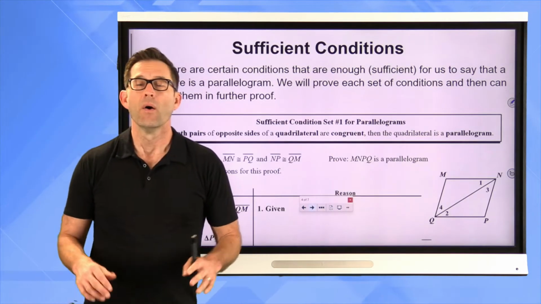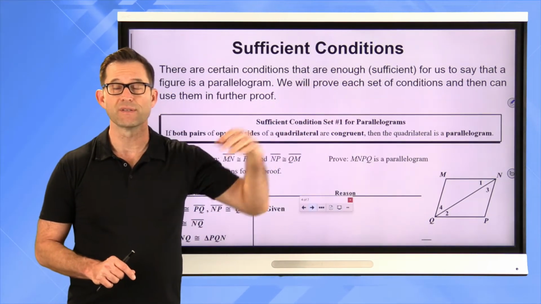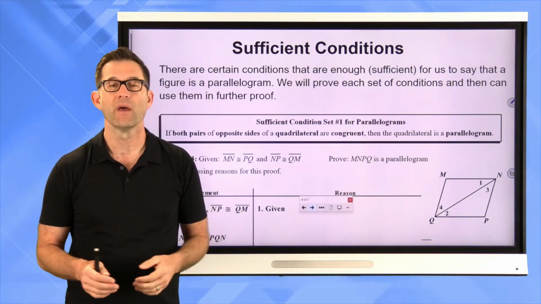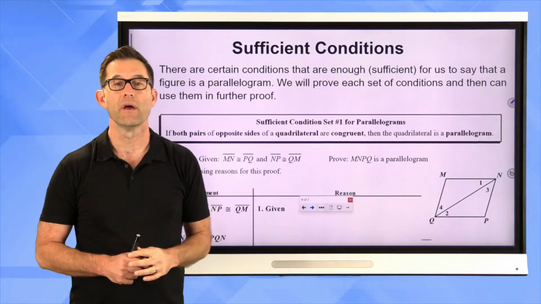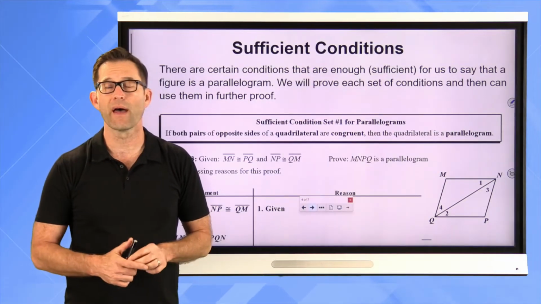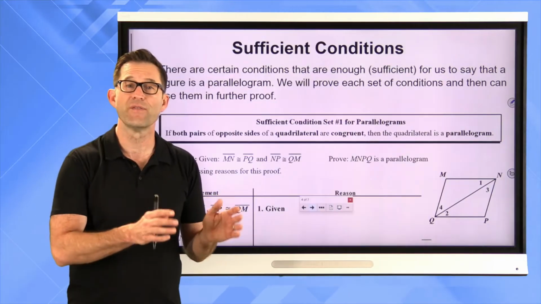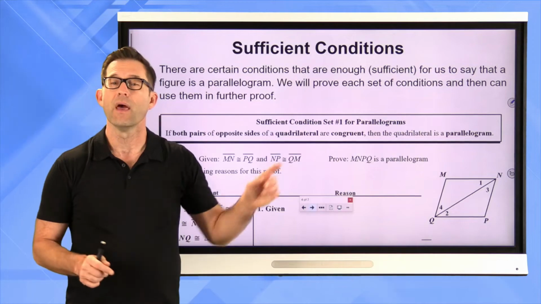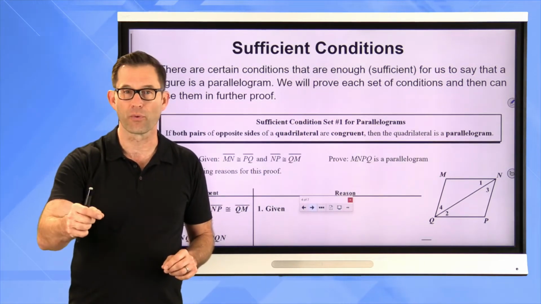All right. We're going to now start to talk about what in math are known as sufficient conditions. Now, the word sufficient basically means enough, okay? Enough. So there are certain conditions that are enough or sufficient for us to say that a figure is a parallelogram. This is very similar to how we had things like side, side, side, or angle, side, angle, or side, angle, side, sufficient conditions in order to prove that two triangles were congruent. Now, we will prove each set of conditions and then can use them in further proofs.